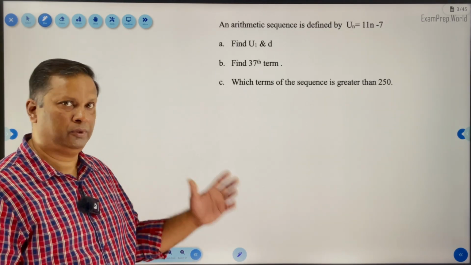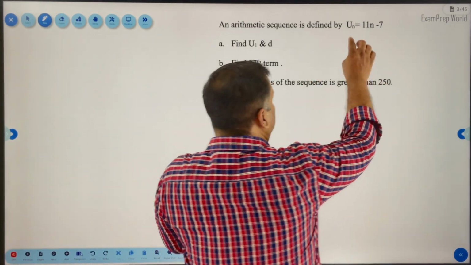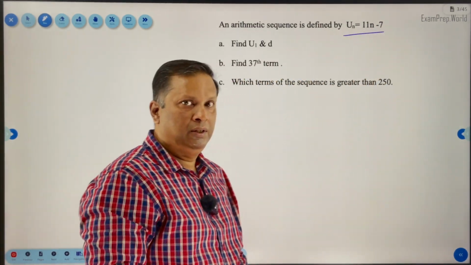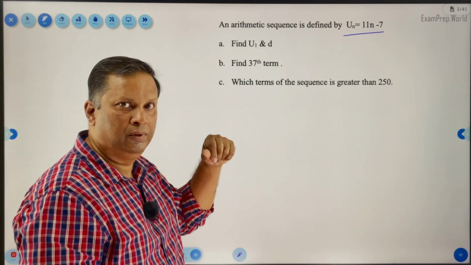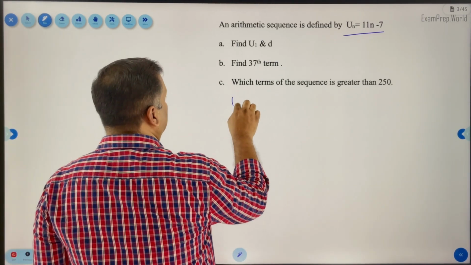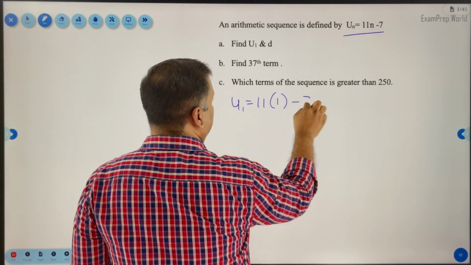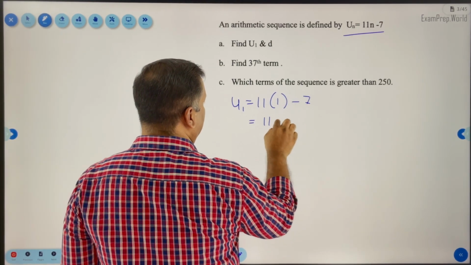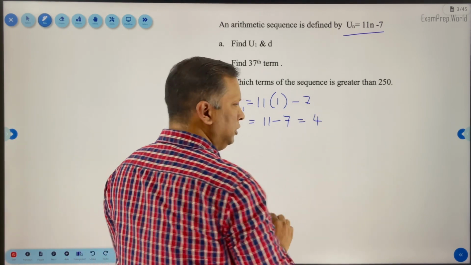Let's do this question. They have already given the general rule: it is 11n minus 7, and they are asking you to find u1. You will straight away input the value of u1. u1 will be equal to 11 times, instead of n you write 1, minus 7, which is 11 minus 7, which is 4. u1 is 4.